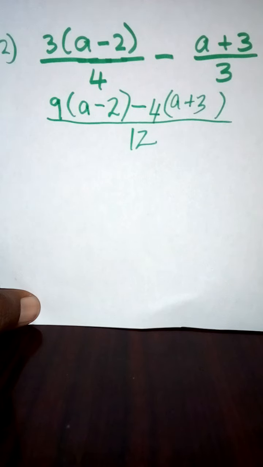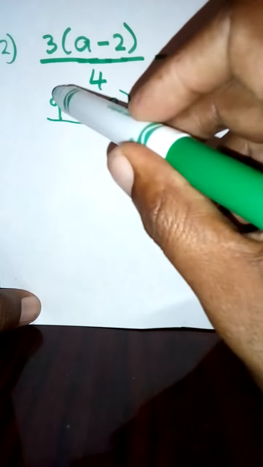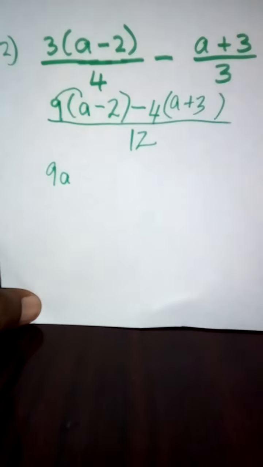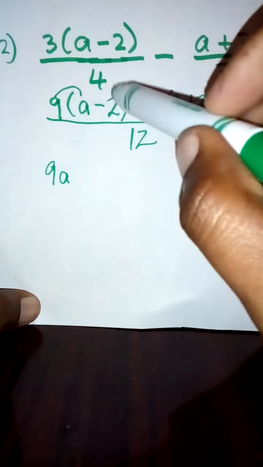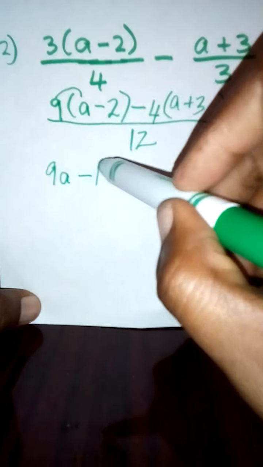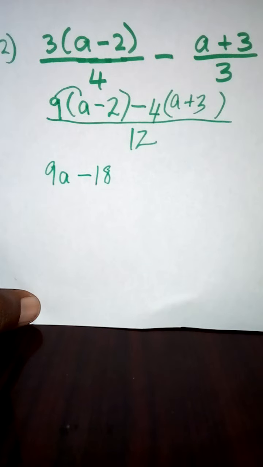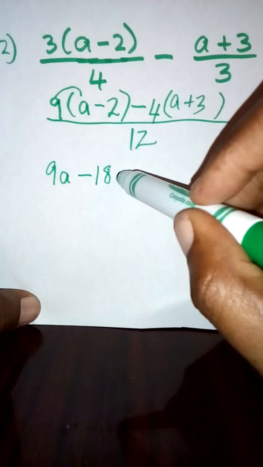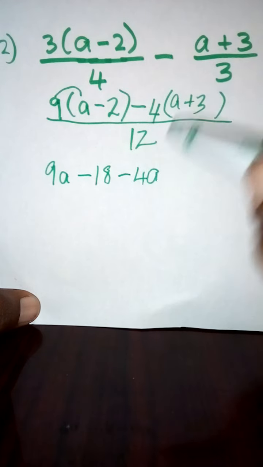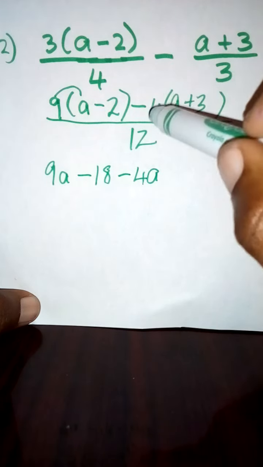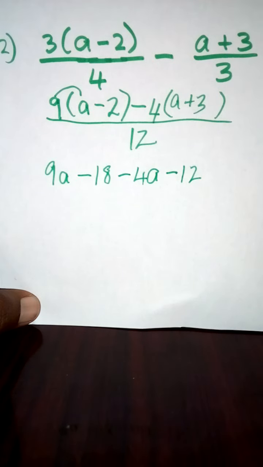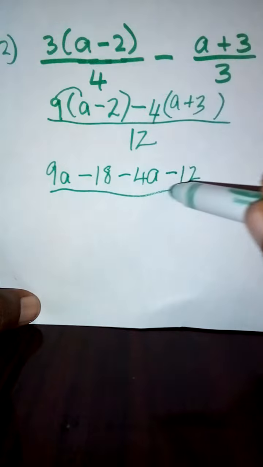Now I will need to remove both brackets by multiplying. Remember, 9 times a, 9a, 9 times minus 2, minus 18. Second bracket, minus 4 times a, minus 4a, minus 4 times positive 3, minus 12. Replace the denominator.